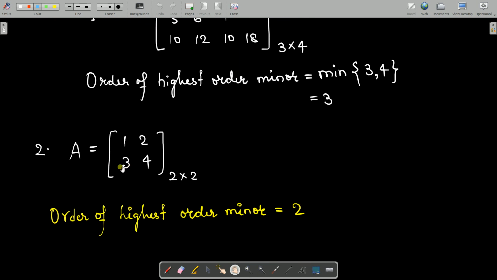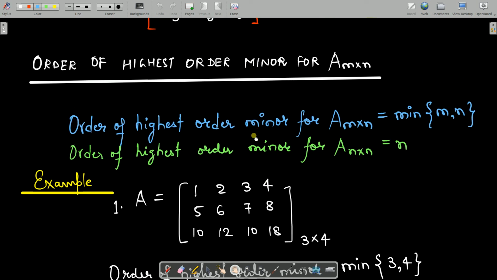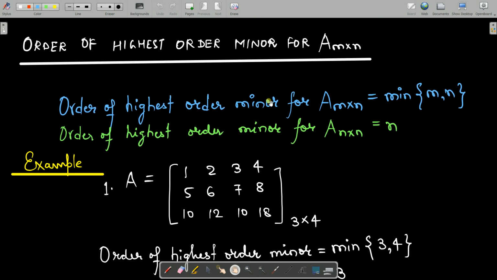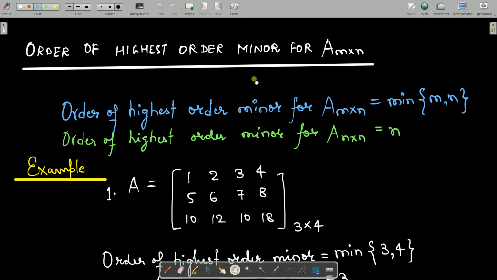Similarly, if I ask you, this is a square matrix of order 2 cross 2, what is the order of highest order minor for this matrix? You will simply say it is 2. Okay, so this was an extra add-on which was given to you. Generally it is not found in textbooks, but in exams they generally ask all these unusual types of questions.